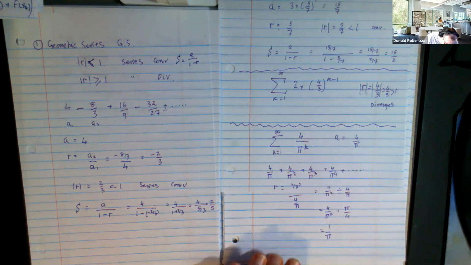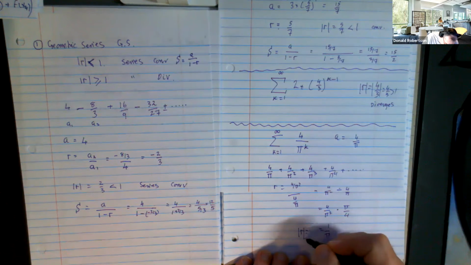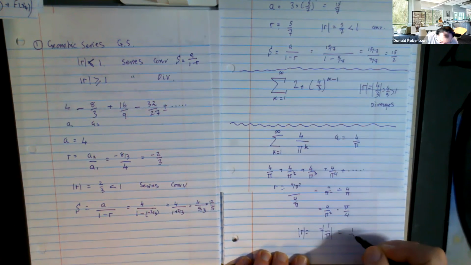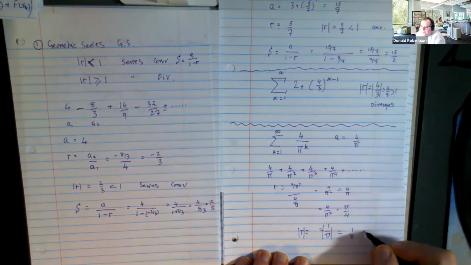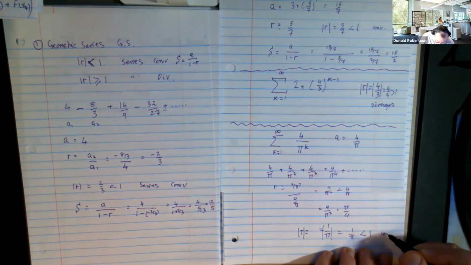And so the common ratio is 1 over pi. By the way, isn't pi just a number? It's nothing special. It's just a number that happens to have a letter associated with it. Is the absolute value of 1 over pi less than 1? Yeah, isn't pi 3.14 and some other stuff? So 1 over 3 point whatever is definitely less than 1. So that makes it converge.